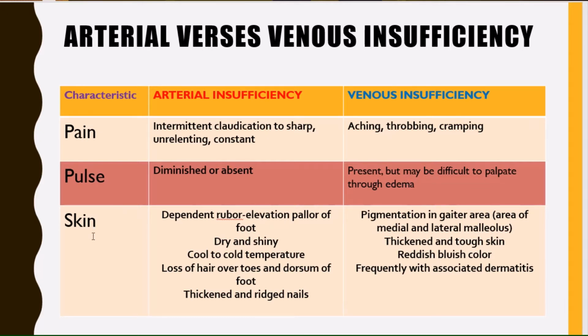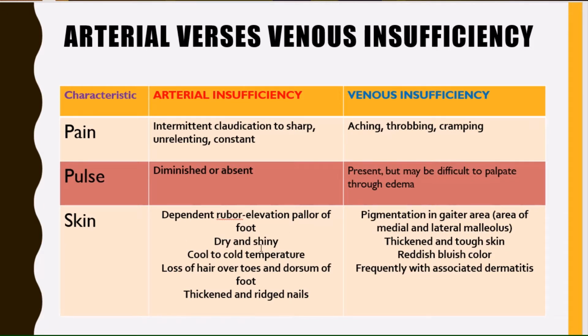Looking at the skin in arterial insufficiency, the patients will have dependent rubor, meaning when patients sit on the side of the bed, for example, and dangle their feet, the feet will turn a reddish color because the blood is going there. When you elevate that extremity, it turns pallor or pale because there is no blood going there when you elevate that foot.